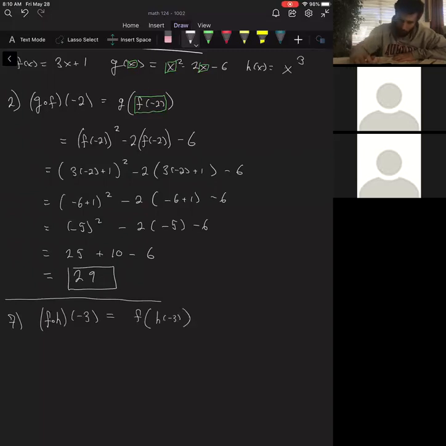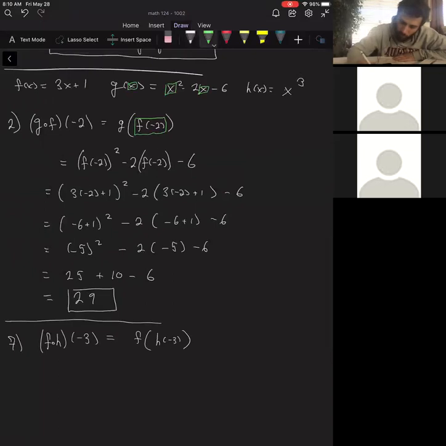So what does f mean? Well, we look up above, f, whatever we plug inside the parentheses, all we do is we just put it right here. So now what we're plugging inside is this h of minus 3. So 3x plus 1 means we're going to have 3 times h of minus 3 plus 1.